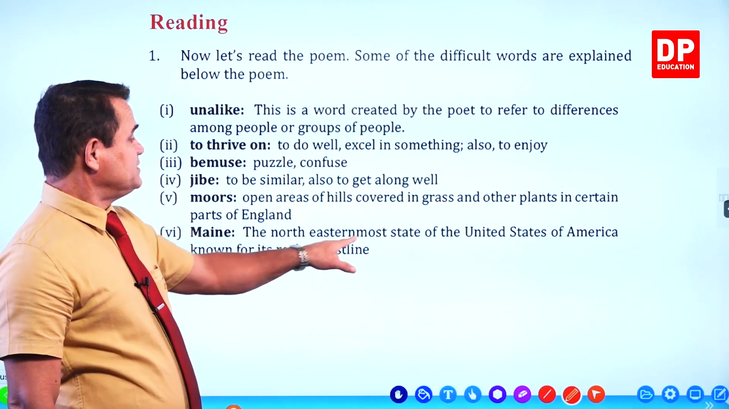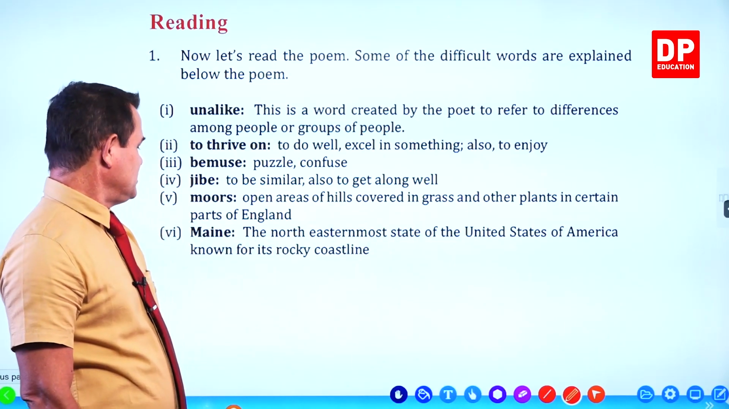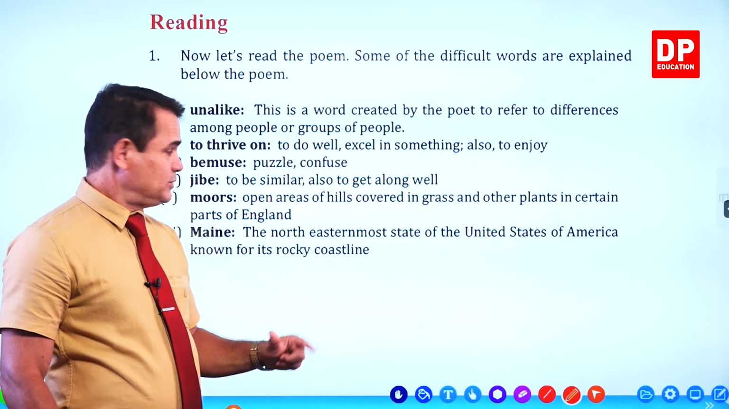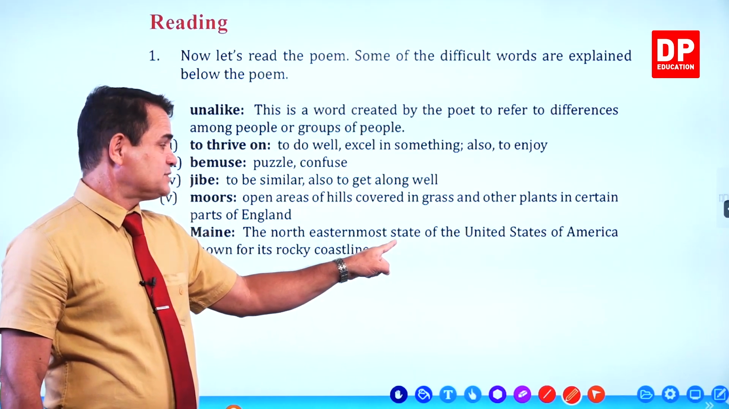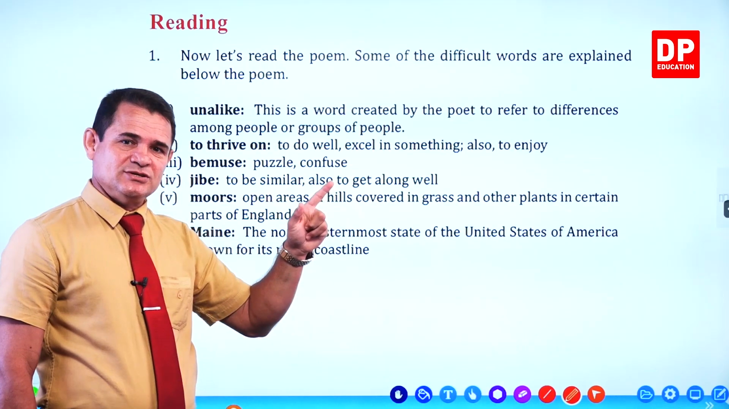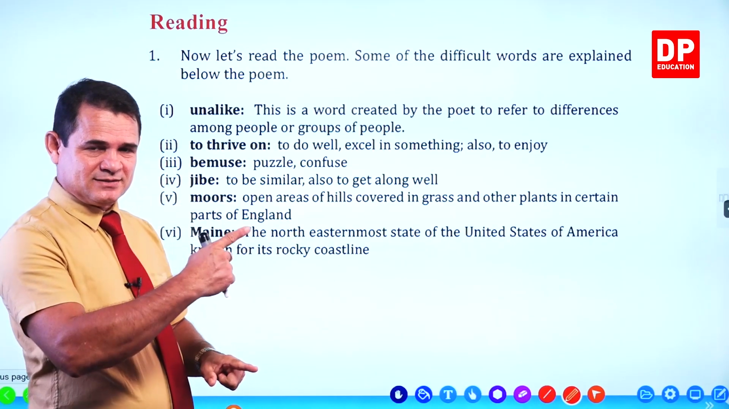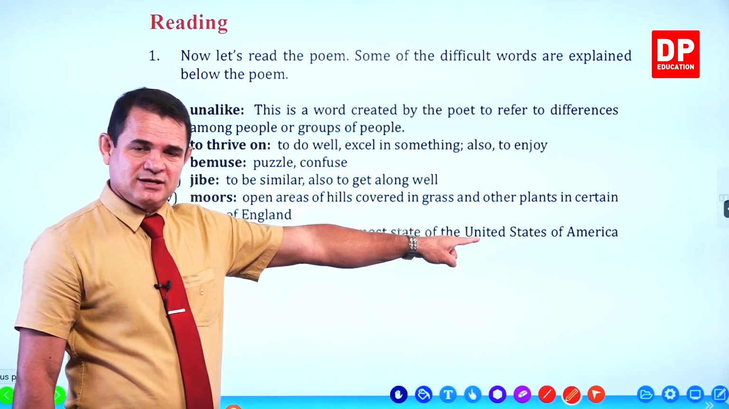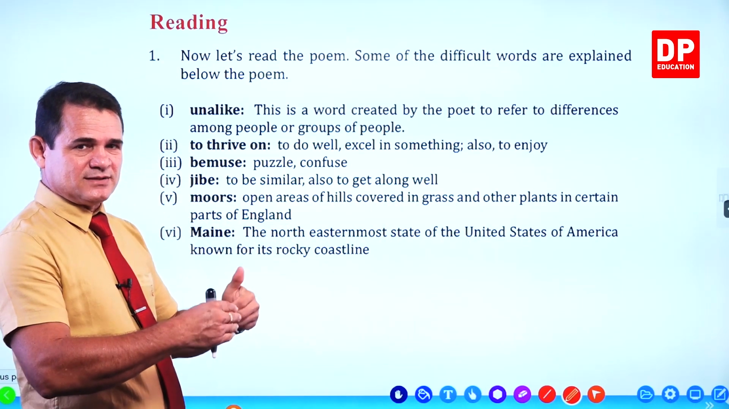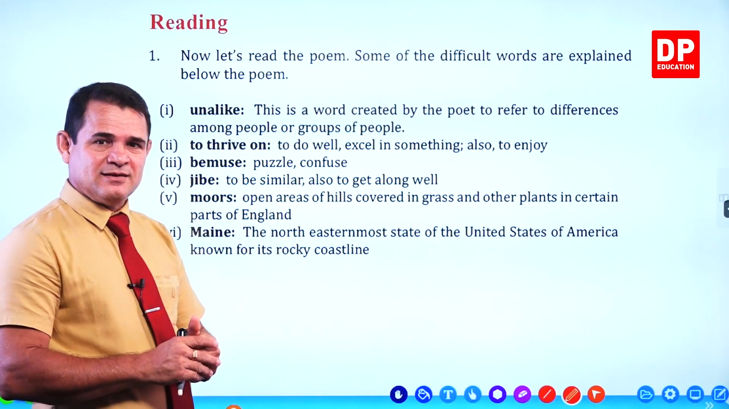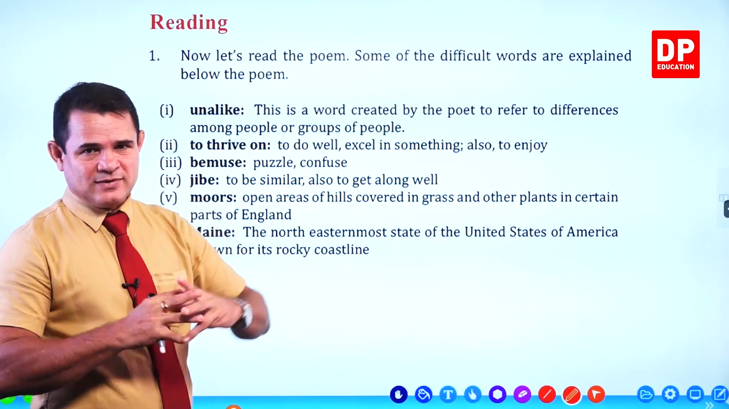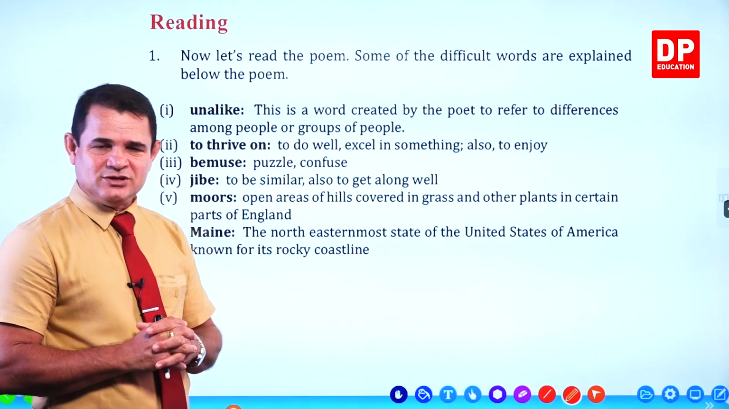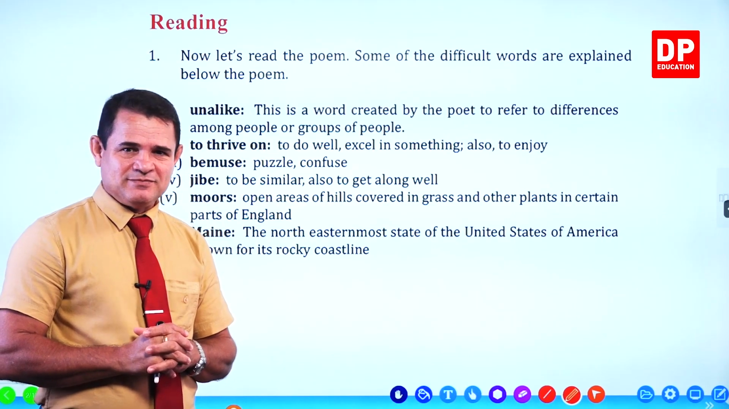Maine, the northeastern state of the United States of America, known for its rocky coastline. So there's this name Maine, that is northeast. You know the directions, north, east, northeast. A coastal area in the United States with a rocky coastline. So this word is also there in the poem, and if you keep these things in your mind, it is very easy to understand the poem. So that's why I give you these.